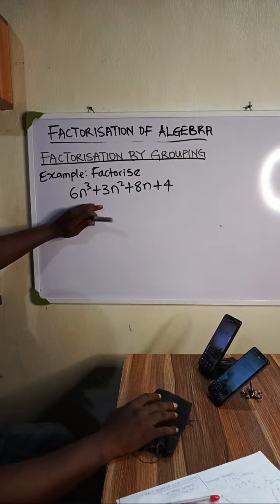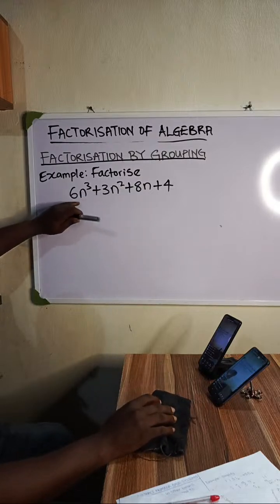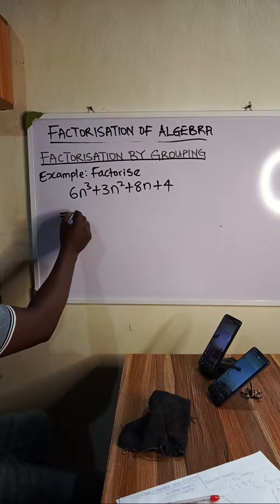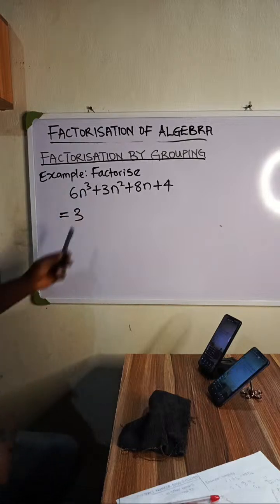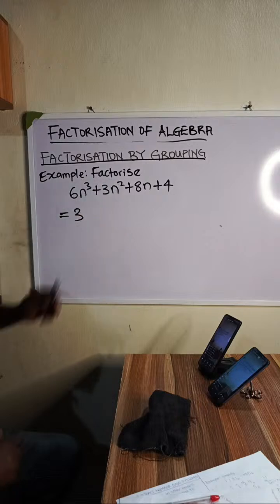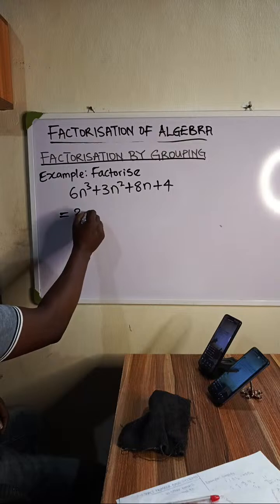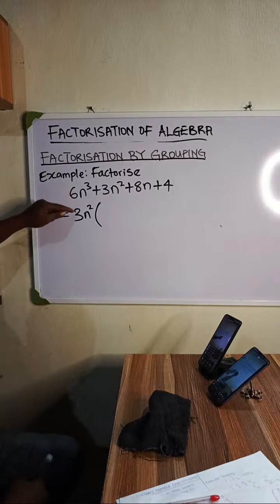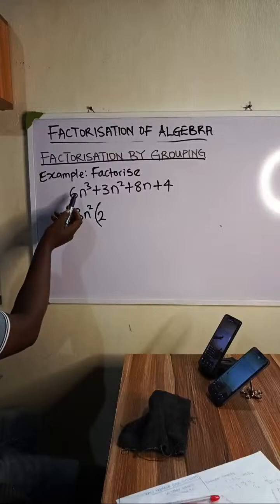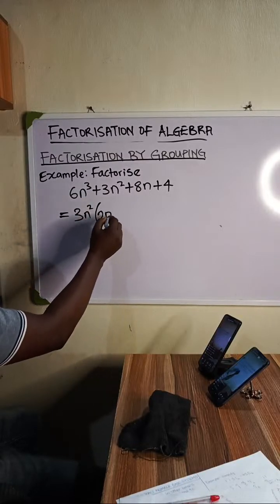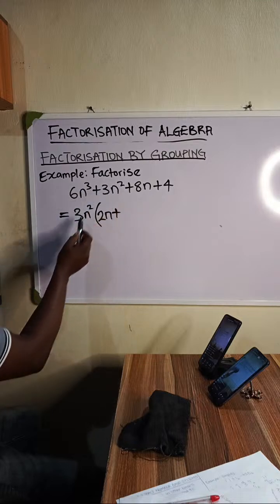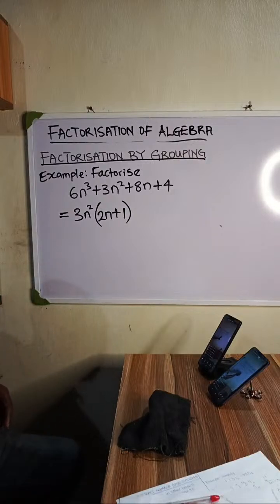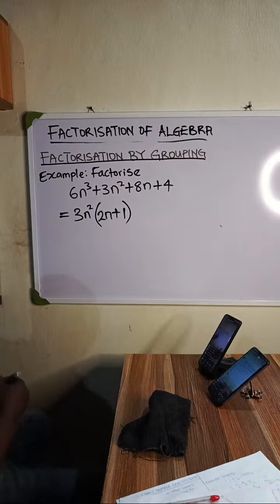So here there's something in common. So let's factorize by grouping. Looking at 6n to the power of 3 and 3n to the power of 2, for the numbers, 3 is common. For the alphabet, n squared is the highest common factor. So we have 3n squared, and then we open the bracket. 6 divided by 3 gives us 2. n to the power of 3 divided by n squared gives us n. Plus 3n squared divided by 3n squared gives us 1.